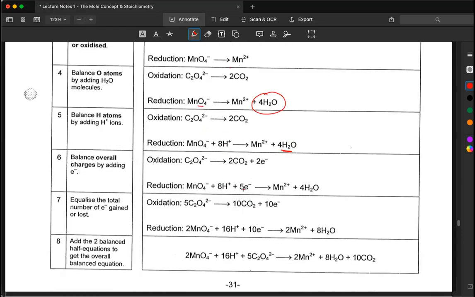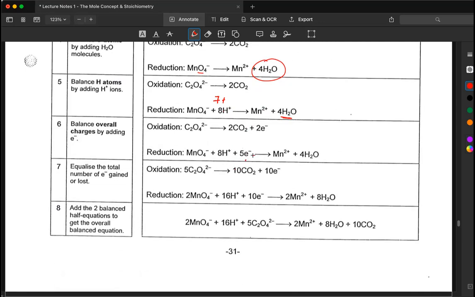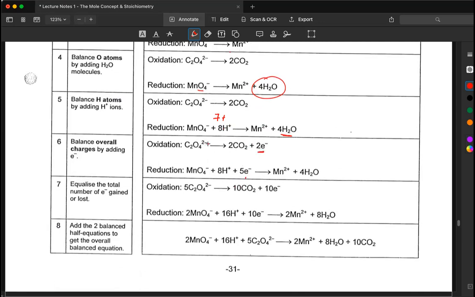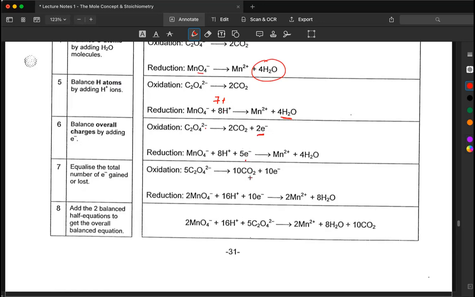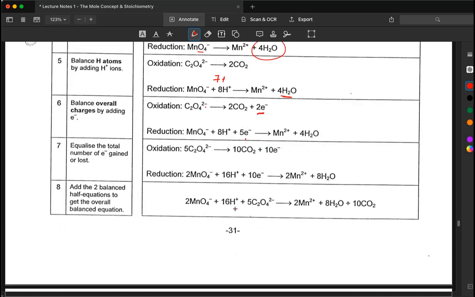So how many electrons do you add? This is 8 plus, 2 plus. So you can consider this minus, so 7 plus minus 2, 5 electrons. And then you need to add the electron here also, because 2 minus, to balance the electron. And then you try to equalize the total number of electrons gained or lost, because whatever electrons are lost from the oxidation will go to the reduction. It should be balanced, these two. Then you add them together, you get this.